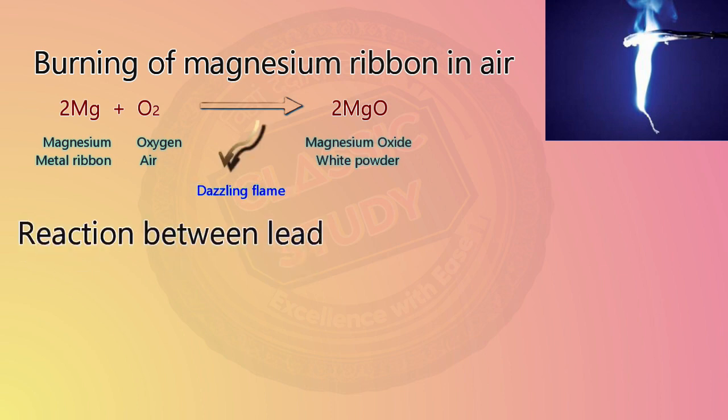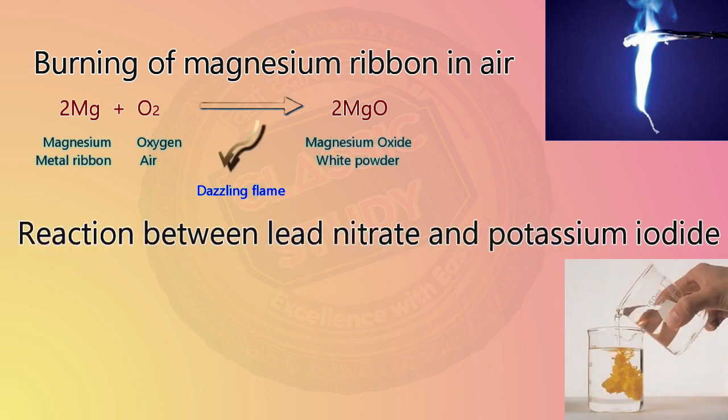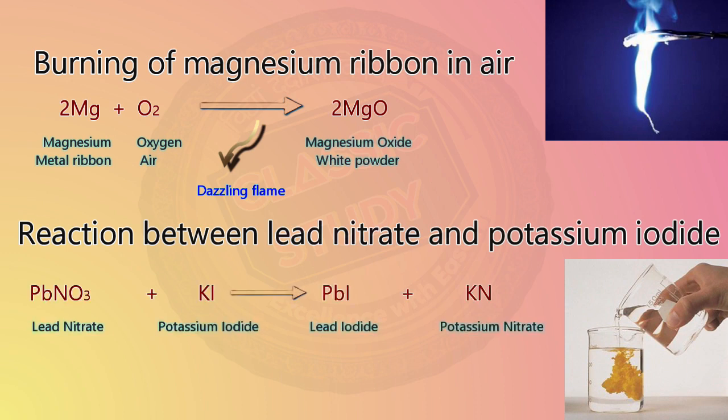The next reaction is a reaction between lead nitrate and potassium iodide, which leads to formation of lead iodide, which is presented in the form of a yellow precipitate, and potassium nitrate. So Pb(NO3)2 plus KI gives PbI2 plus KNO3.